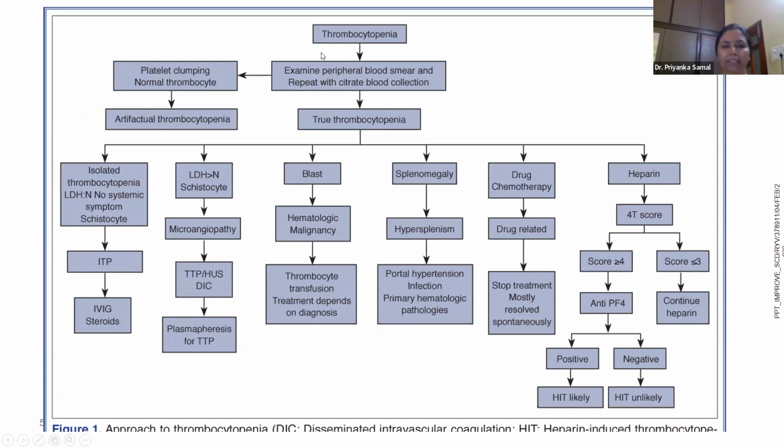And just as we already discussed, you have to look into the smear, rule out artifactual thrombocytopenia. If there is a true thrombocytopenia, look into the other 3 lineages, the WBC and RBCs also, and accordingly you have to design into which category your patient falls into, and accordingly you have to rule out and arrive at a diagnosis and treat your patient or manage your patient.